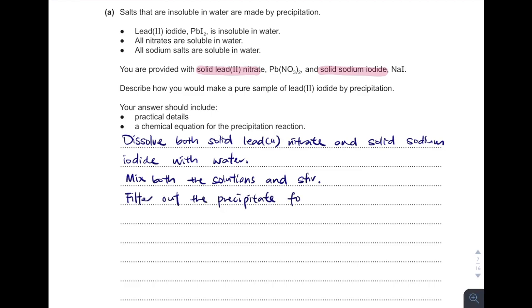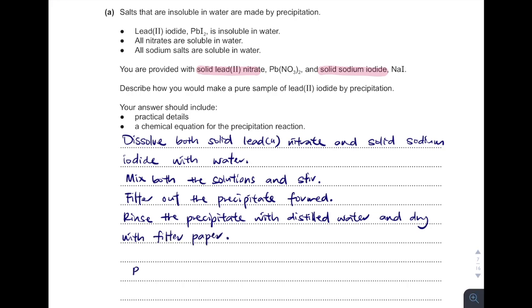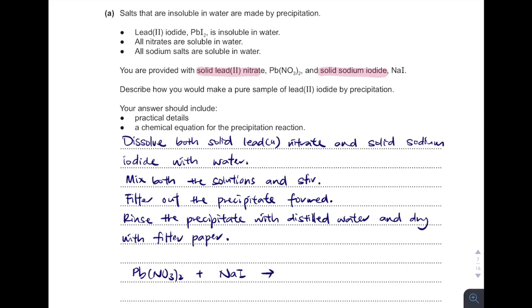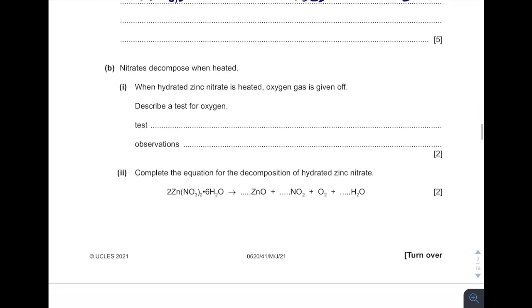And remember, every time after filtration is carried out, it is always followed by rinsing the precipitate with distilled water and drying with filter paper. So this is how you obtain pure and dry crystals of precipitate. Then followed by the chemical equation. You have to make sure that it is a balanced chemical equation.